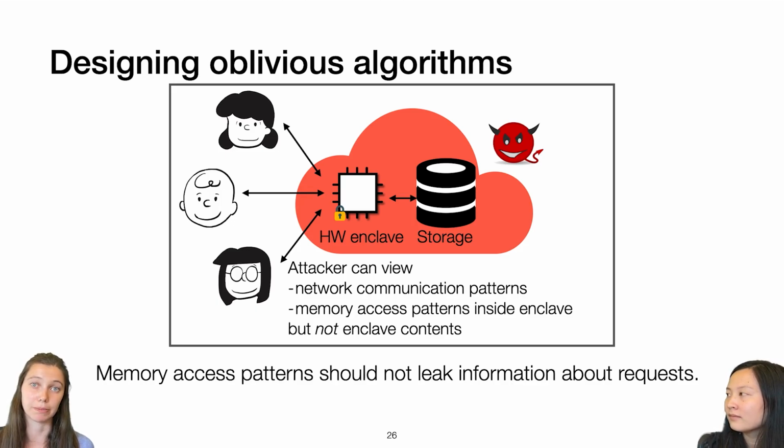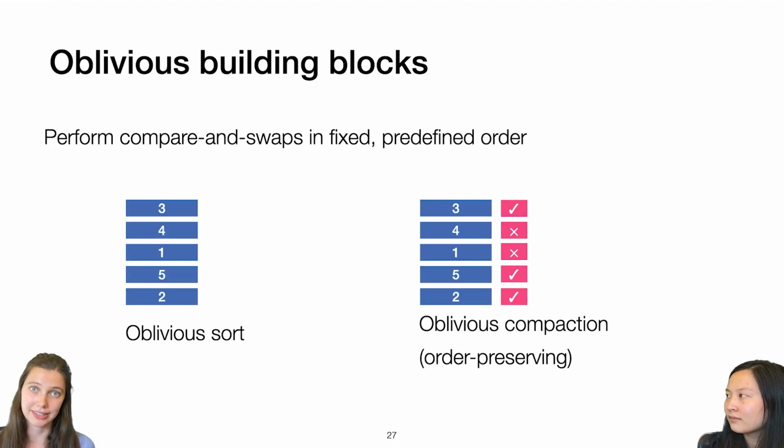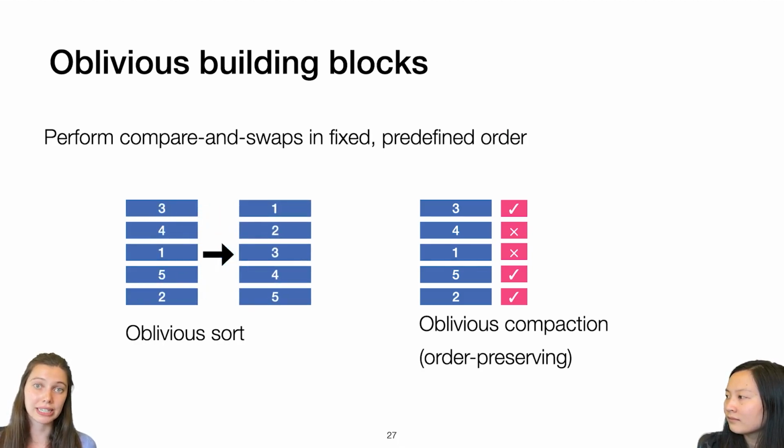So we need to build oblivious algorithms to create these batches, and we use two key oblivious building blocks for doing this. The first is oblivious sort, which is just going to sort the elements of some array. But critically, it's going to perform comparison swaps in a fixed, predefined order so that the memory access patterns don't reveal anything about the contents of the array being sorted.